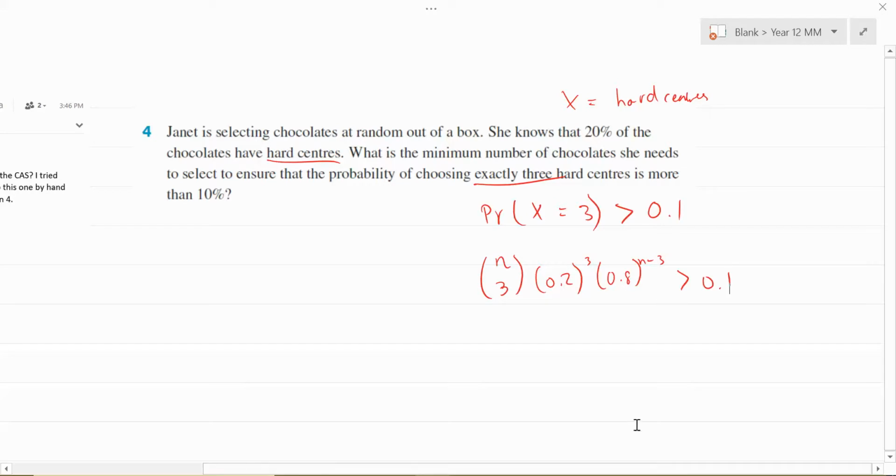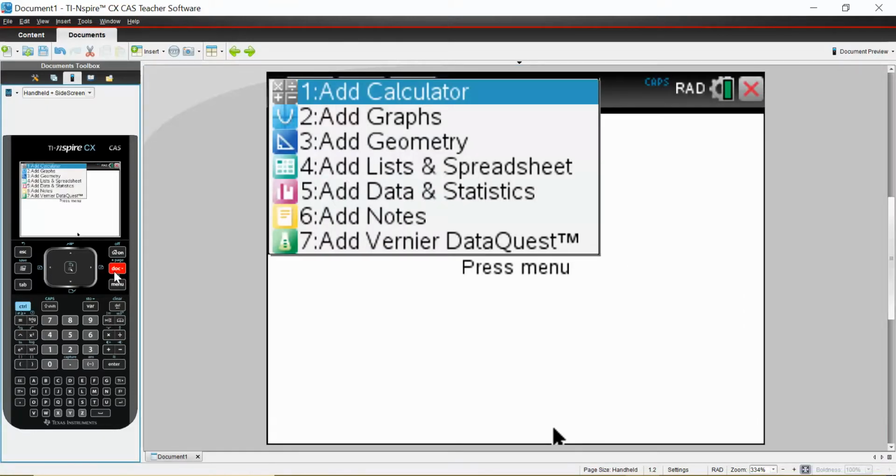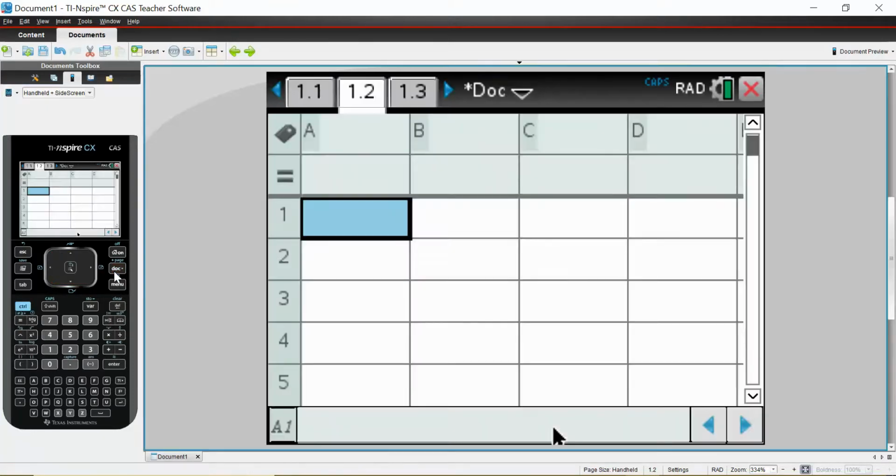Going to CAS, if you try to solve it, it's not going to work as well. So the best thing to do is to get the calculator to trial and error as many times as it can to find the probability that we want. In our case here, I'm just going to go Control Enter. We're going to do a spreadsheet. Because it's equal to 3, we're going to be doing Binom PDF as opposed to CDF. So let's have a look at this.